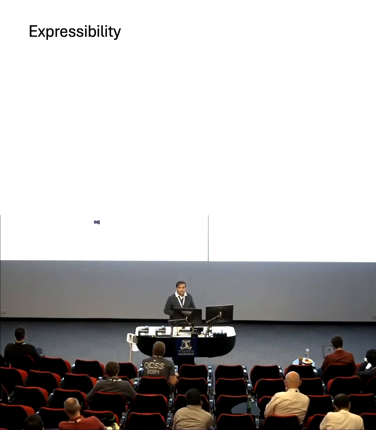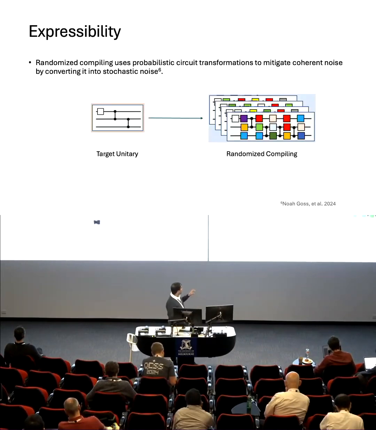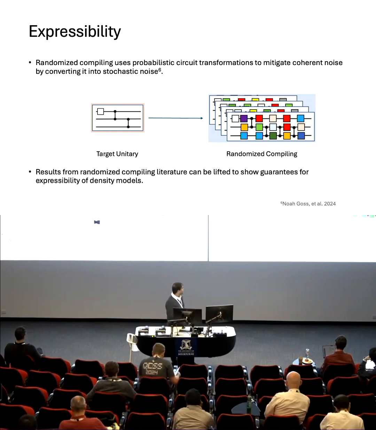Now, one might think that because we are not doing LCU, we might be less expressive than the linear combination of unitaries. So we have some results from the randomized compiling literature. If you were in Kristen's tutorial on Sunday, he talked a lot about this. Randomized compiling is a strategy where you use probabilistic circuit transformations to convert coherent noise into stochastic noise. So let's say you have a target unitary here, and you have many strategies of implementing the target unitary. What they have shown is it's better to implement a probabilistic ensemble of multiple strategies than any individual strategy. We will use a result from the randomized compiling literature to show guarantees for the expressibility of this model.